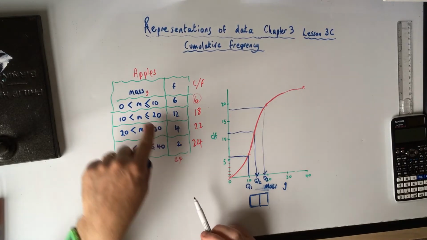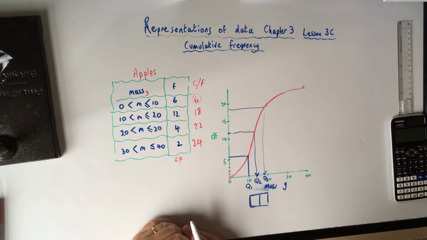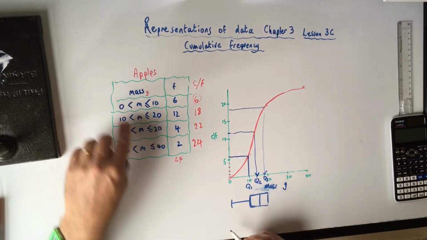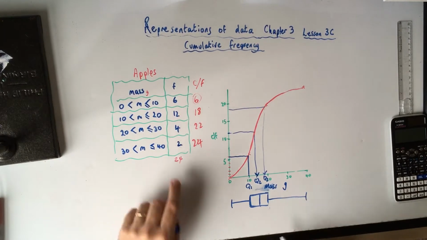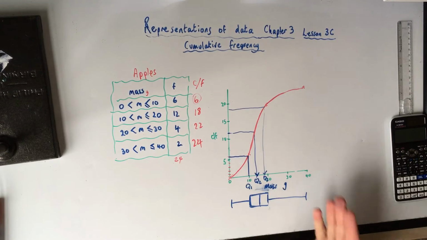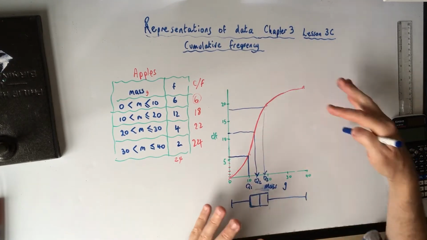Because we don't know the biggest or the smallest apple, we're going to estimate, and because the smallest group goes down to 0 and the biggest group goes up to 40, that's where you tend to put your whiskers in this case, unless of course you're talking about outliers, and there's a formula to work out the outliers. So that's what cumulative frequency is.